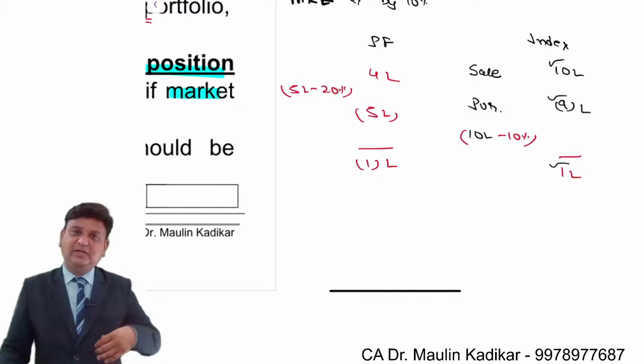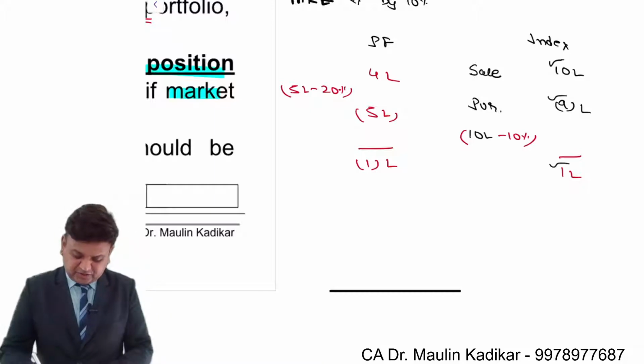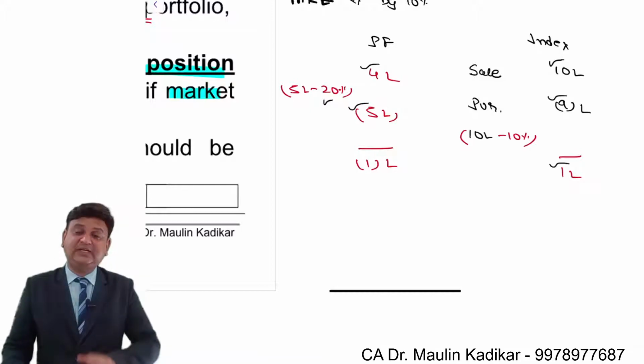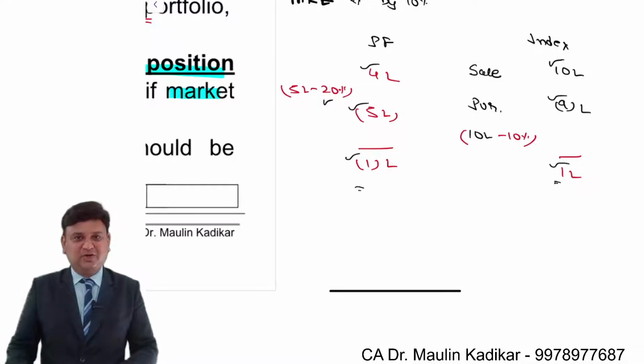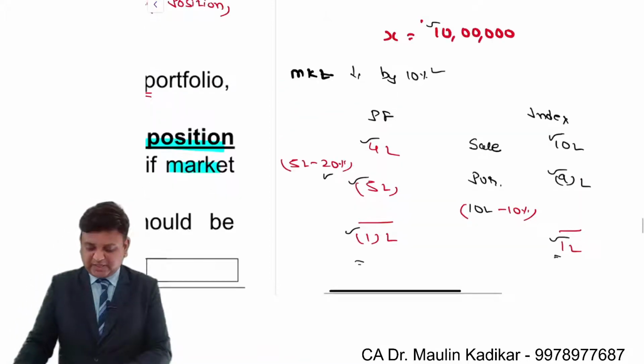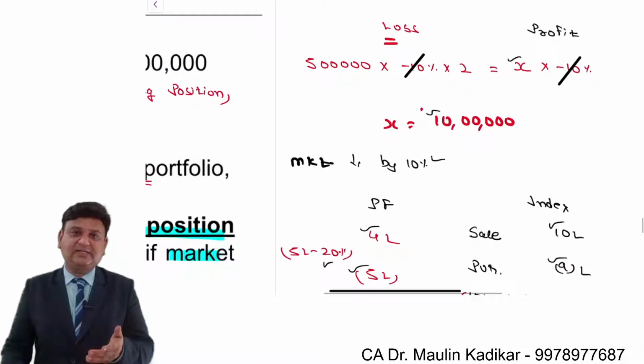When the market falls by 10%, the value of my investment falls by 20%. So 5 lakhs minus 20% is 4 lakhs. The value of my portfolio was initially 5 lakhs, so there is a loss of 1 lakh. This profit is able to recover the loss. Now let us understand the formula like this.